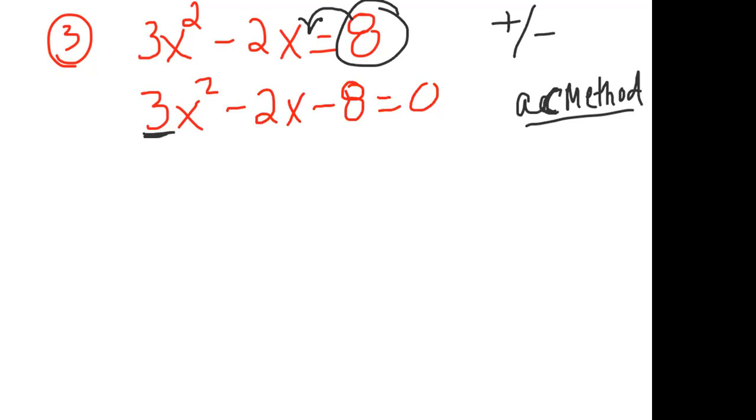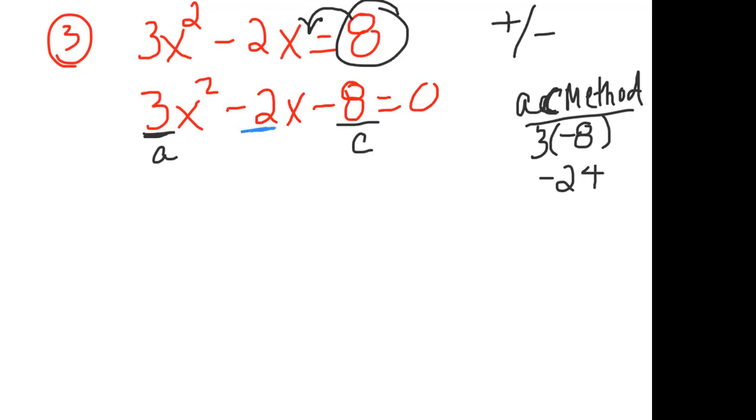So on this one right here, everybody, in order to do the AC method, 3 is your A value. It's following the quadratic format. -8 is your C value. So we're going to multiply them together: 3 times -8 gives us -24. Then you're going to pause and ask this question: what two numbers multiply to give me -24, and when I add them together, I get a -2?